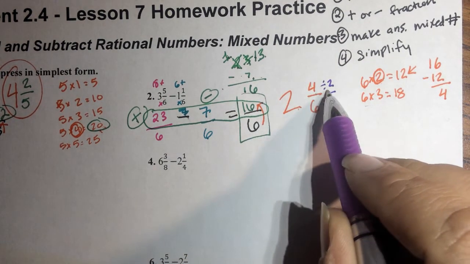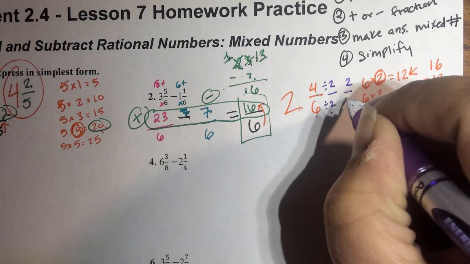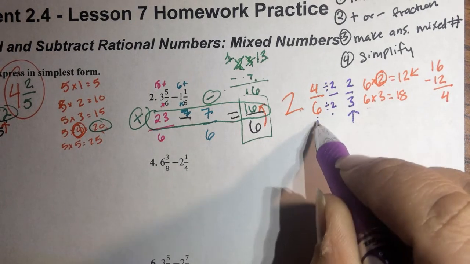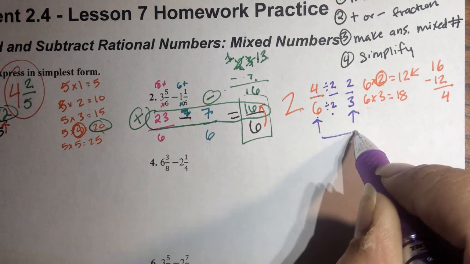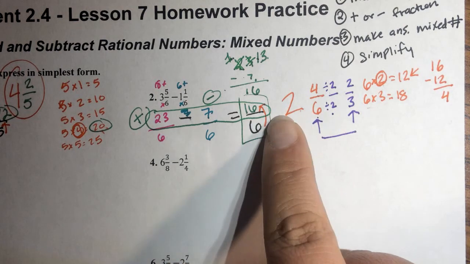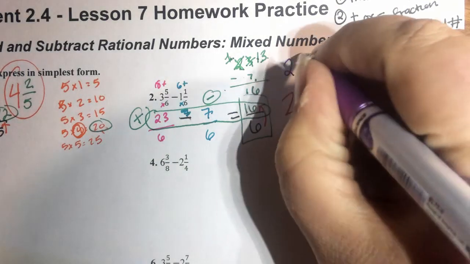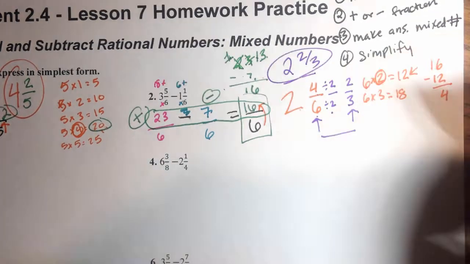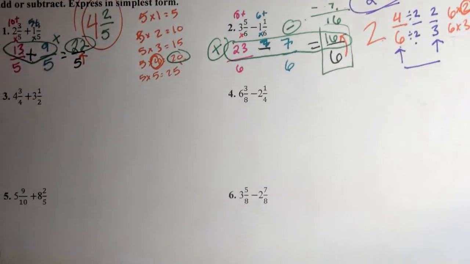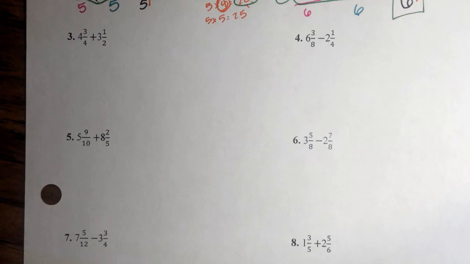4 divided by 2 is 2. 6 divided by 2 is 3. So this is the simplified version of 4/6. So instead of writing 2 and 4/6, I'm going to write 2 and 2/3. Okay. Looking at number 3. I really gave you all 11 problems.